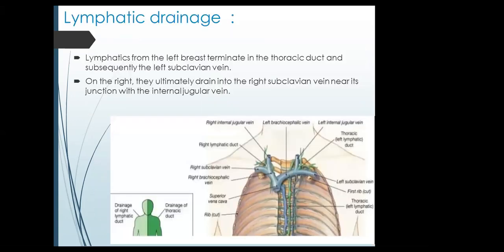Lymphatic drainage of the left breast terminates in the thoracic duct and subsequently drains to the left subclavian vein. On the right, they ultimately drain into the right subclavian vein near its junction with the internal jugular vein. Here is the left thoracic duct, and this is the right lymphatic duct.